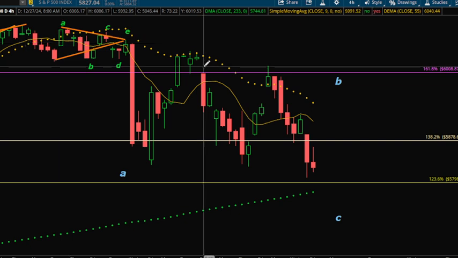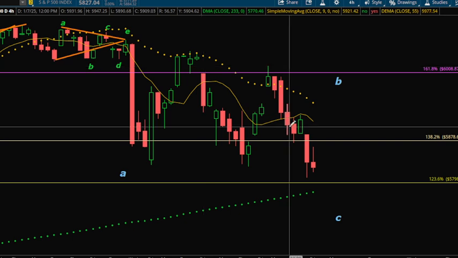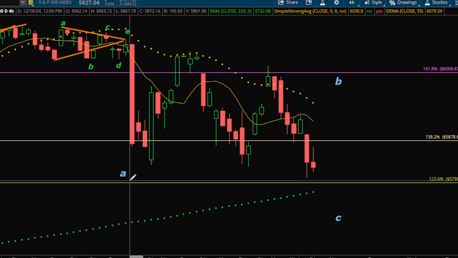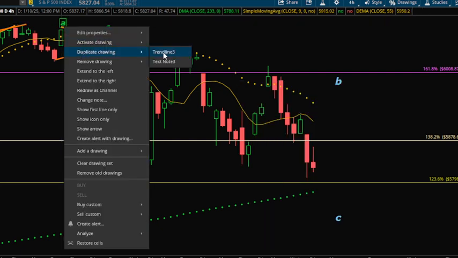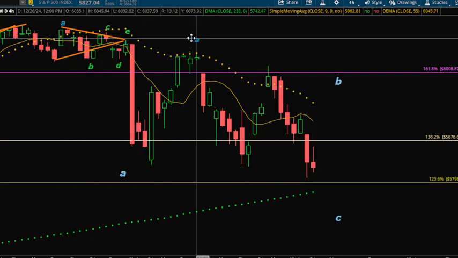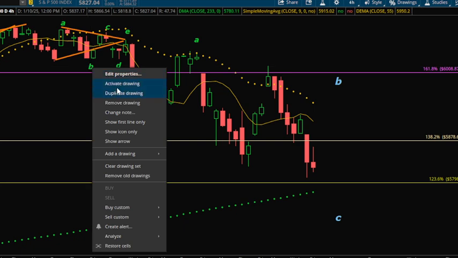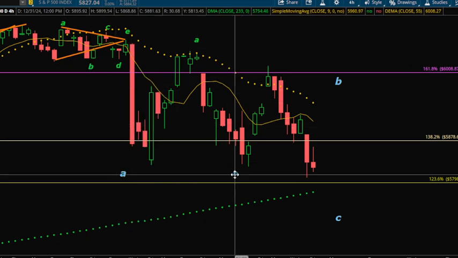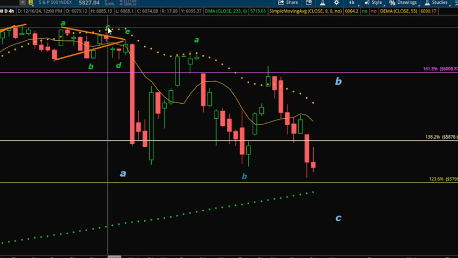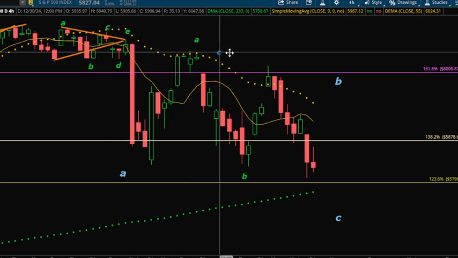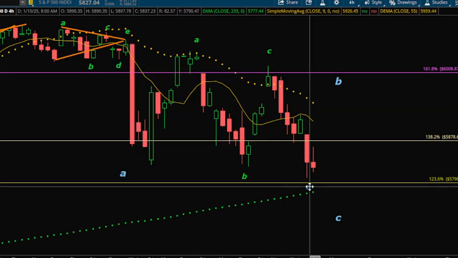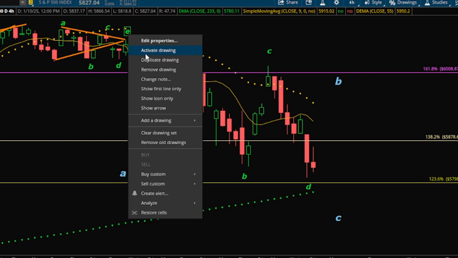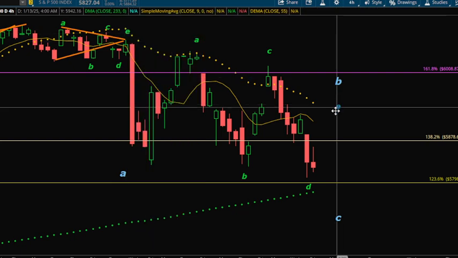And honestly, this looks like the beginning of a triangle. Well, the end of a triangle, really. So this would be on a lower degree. I'm just going to duplicate this. So this could be an A here, right? See where I'm going with this already? B here. And this is what we're waiting for here, is the E leg up.